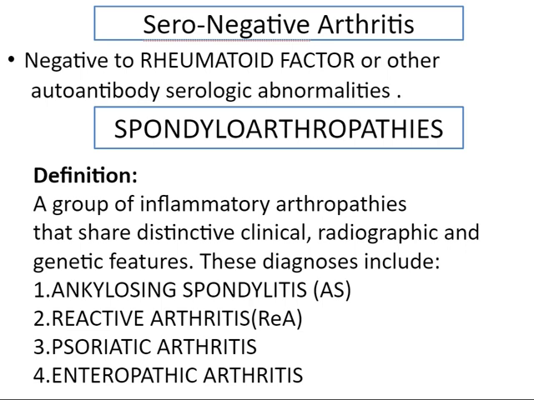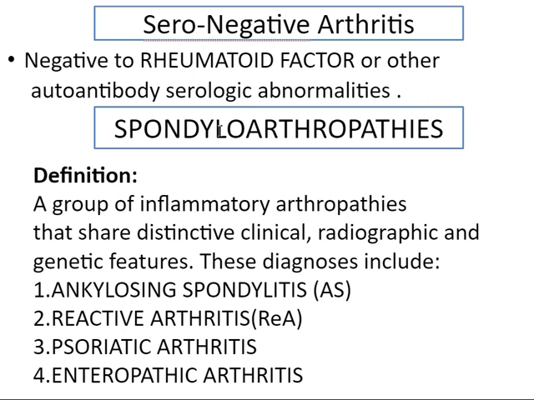So, what is seronegative arthritis? That is arthritis that is negative to the rheumatoid factor or other autoantibody serologic abnormalities. So, these arthritis are negative to rheumatoid factor especially and also other autoantibodies. So, no autoantibody is detected in these arthritis patients.